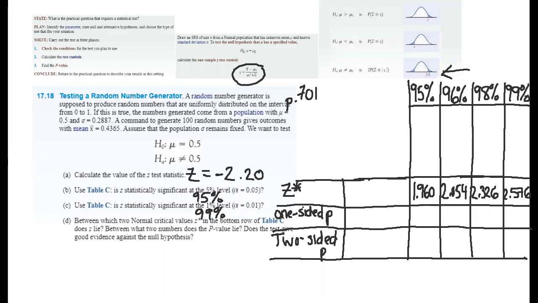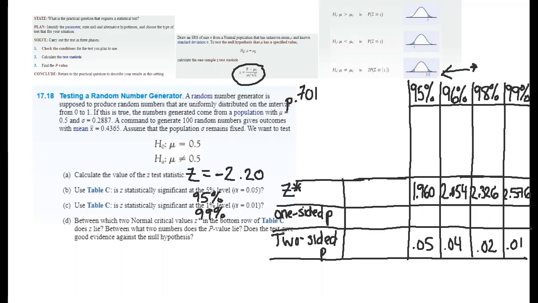The first question, we can skip the one-sided info because we don't have one-sided, right? This is a two-sided test. I pointed at it and left it there as a reminder, right? So two-sided test. There's our little reminder. Okay, so these are the column table entries that we need. Now looking at question B, use table C, is z statistically significant at the 5% level? We can either compare the z values or the P values. For consistency, I'm going to compare the P values.